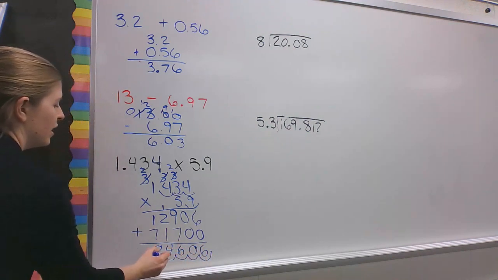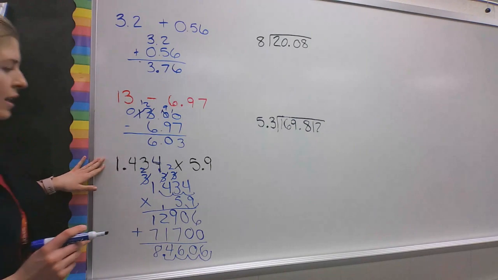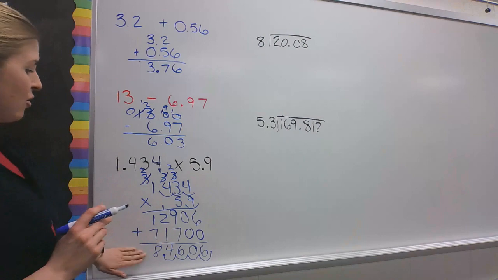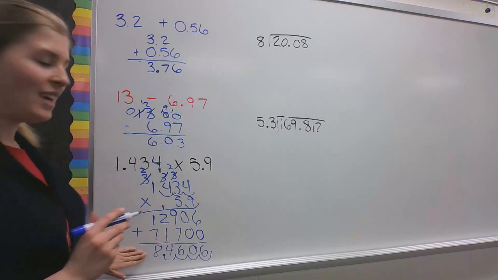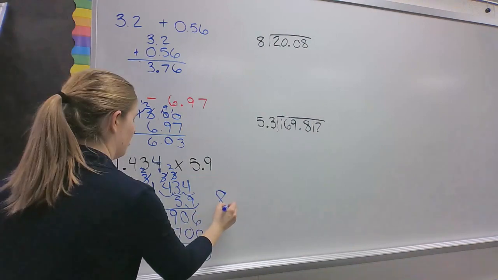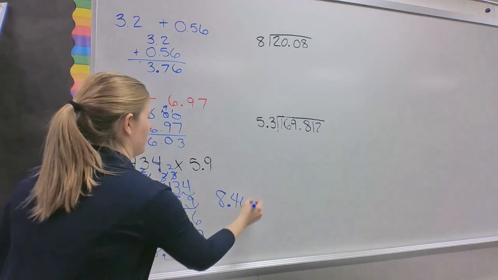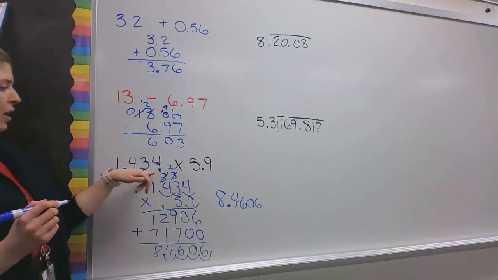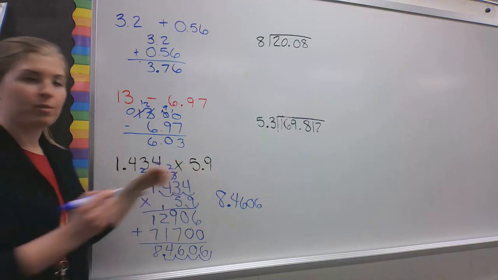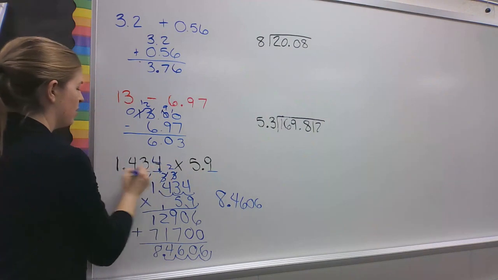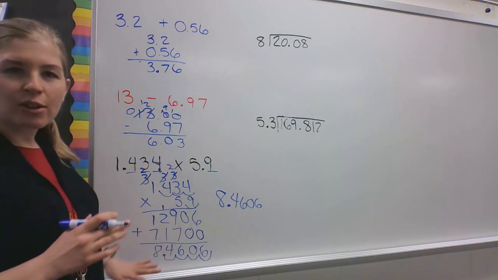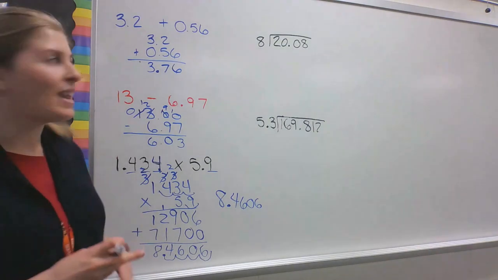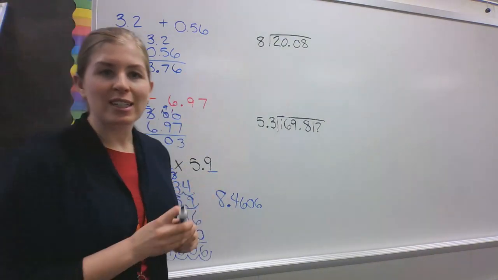So if we multiply 1.434 times 5.9, we'll get an answer of 8.4606. So our final answer would have our decimal 4 decimal spaces in, because we had 1, 2, 3, 4 numbers behind the decimal in the numbers that we multiplied by. Okay, now it's a little messy, but you can look through videos for multiplying decimals if you need some review on that. Today we are going to go into decimal division.